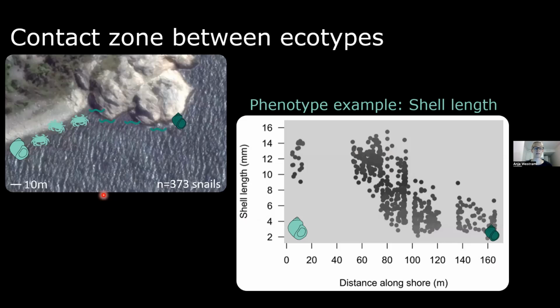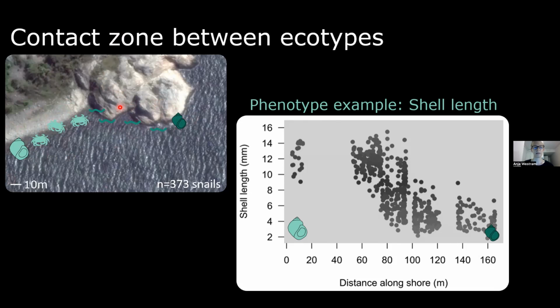And so I will talk to you a bit about what happens in these areas where these two different ecotypes are in contact, and how we use these areas to understand the genetic basis of divergence in this system. So here we have a satellite image of one location that we studied. So this is a contact zone between the two ecotypes. We have the crab habitat here, we have the wave habitat here.